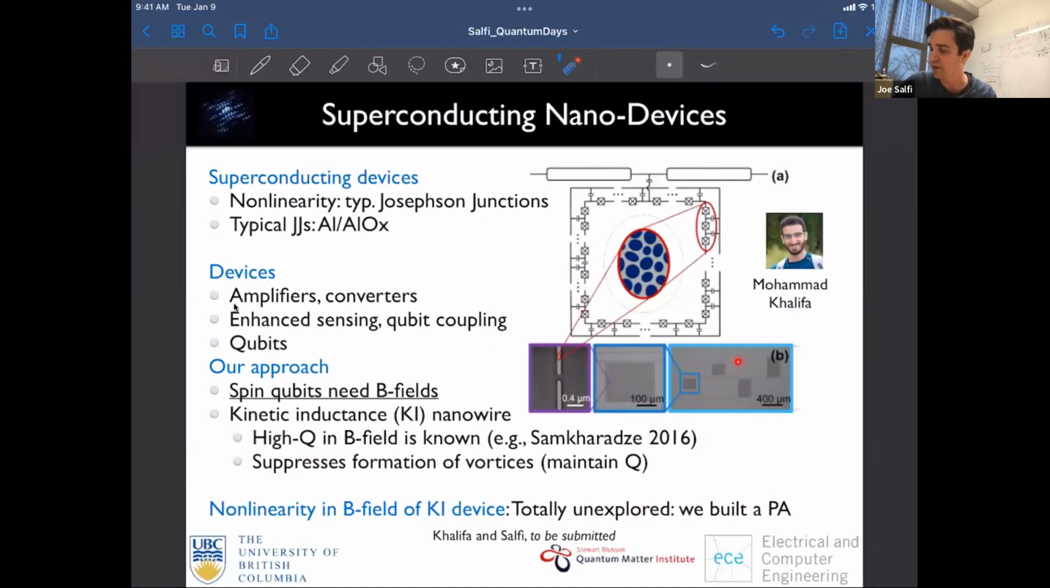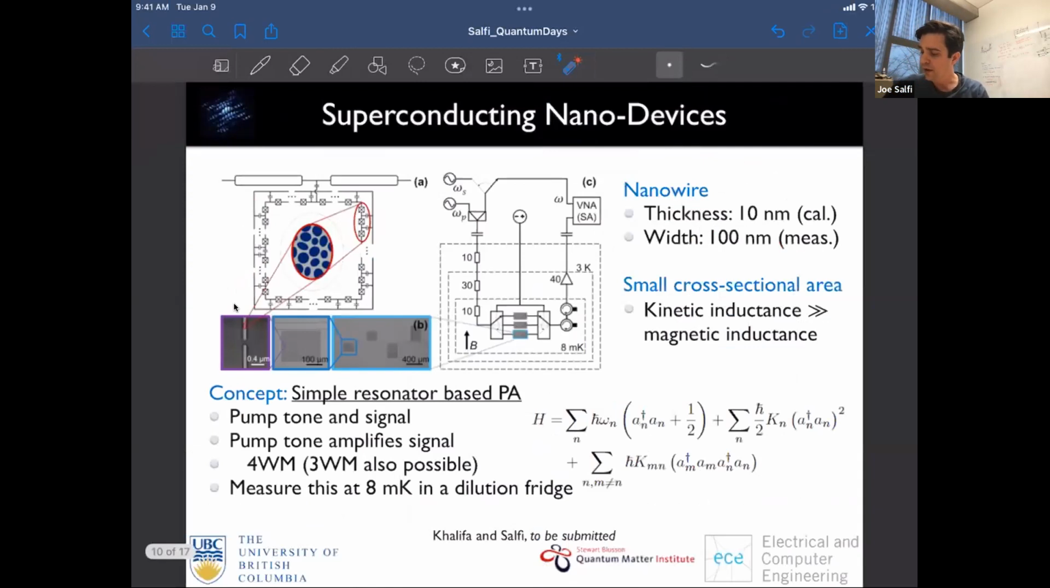This is a schematic of our device. It's a simple 50 ohm waveguide coupled to a ring. And that ring is a kinetic inductance nanowire. So it's actually made up, microscopically, of lots of tiny Josephson junctions that are the grains in a material. I'm going to start speeding up a little bit because I see I don't have a lot of time left.